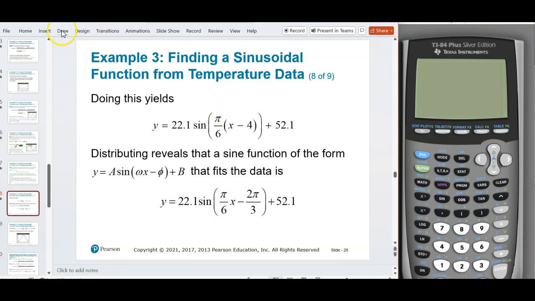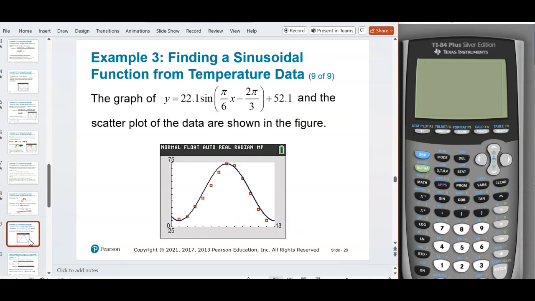And then we just distribute this pi over 6 through. So pi over 6 times x. Pi over 6 times negative 4 would be negative 4 pi over 6, and that'll reduce to negative 2 pi over 3. So there is our function that will model this. You can see after we do all that, it does fit pretty well. Not perfect, but it fits pretty well, especially on that backside coming down from those peak summer months.